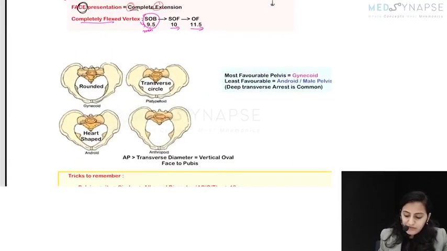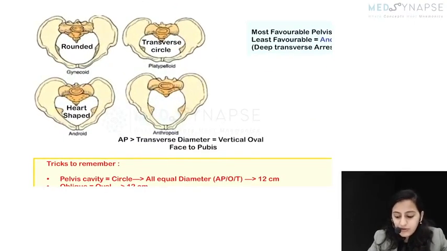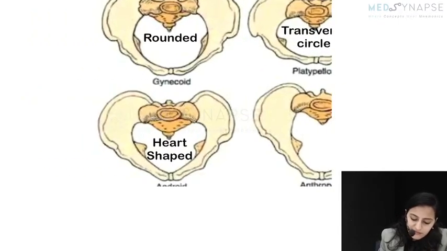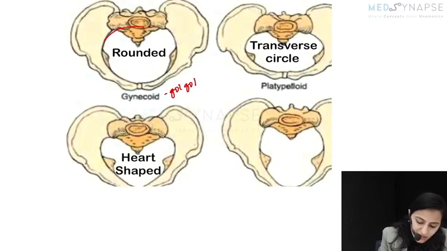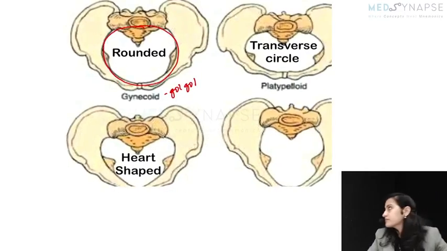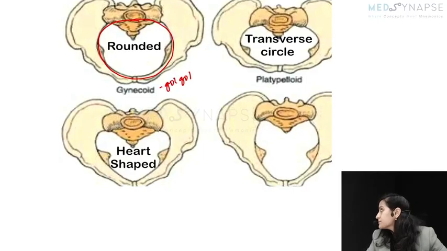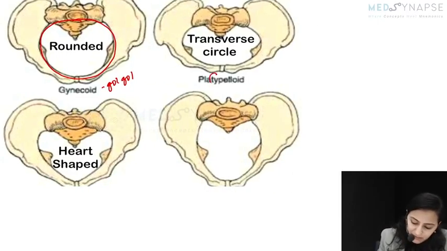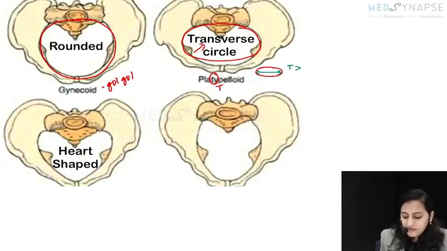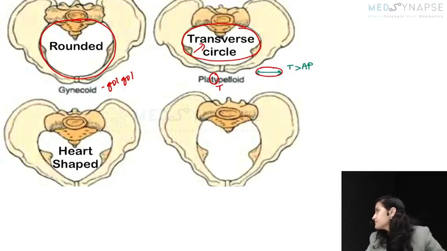Coming to the types of maternal pelvis: gynecoid, android, anthropoid, and platypelloid. Gynecoid pelvis means a rounded pelvis. Gynecoid is rounded. Platypelloid, platy is transverse. Platy is the transverse. That means which diameter is more? Transverse diameter more than AP diameter.